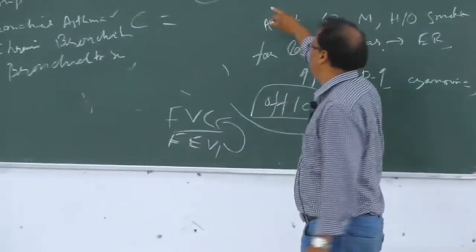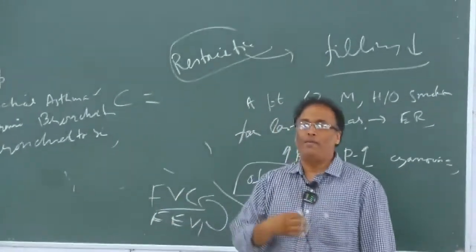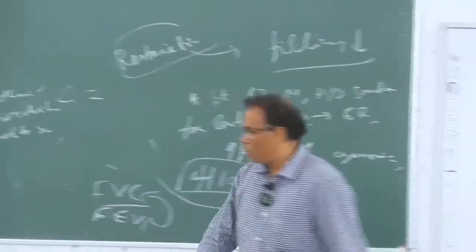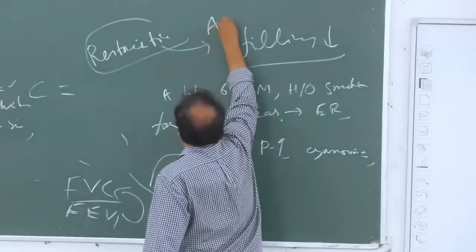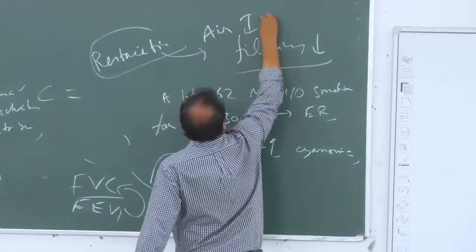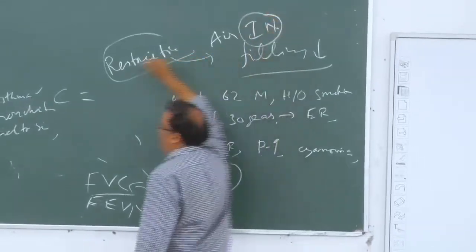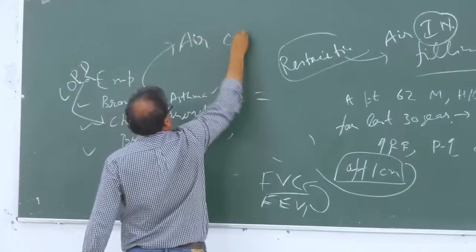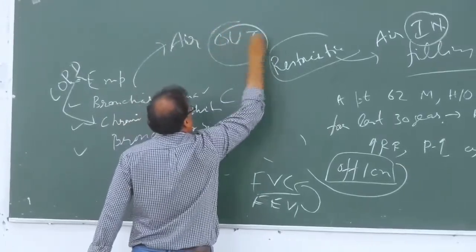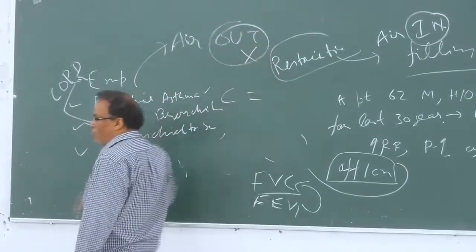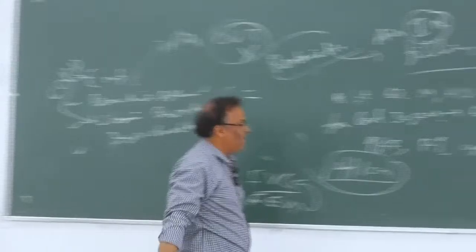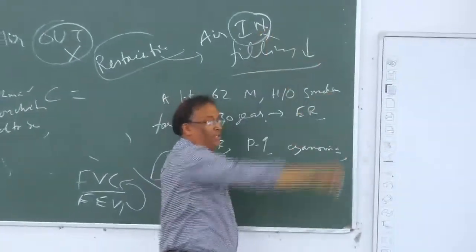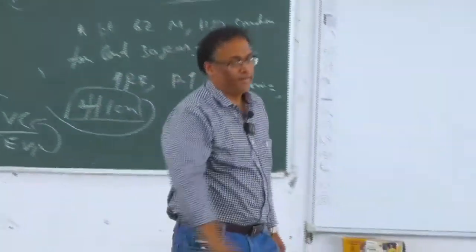And the other one is restrictive. Restrictive is a problem in air in. And here, these are all out problem. They cannot get it out here, and cannot get it in there. This is the basic difference. You will never make a mistake then.